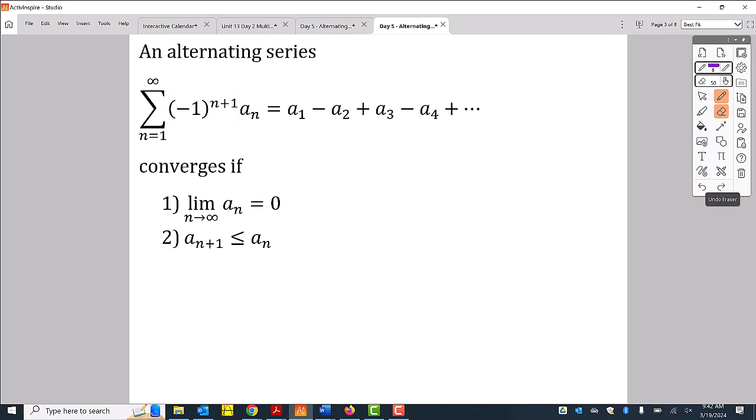Absolute convergence means, hey, this series would have converged even if it wasn't alternating. Because alternating can only ever make a series converge. It can never make it diverge. So it would have converged even if it wasn't alternating.